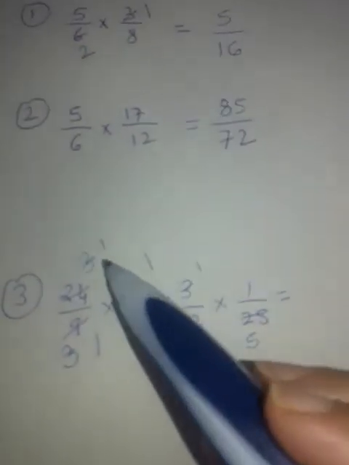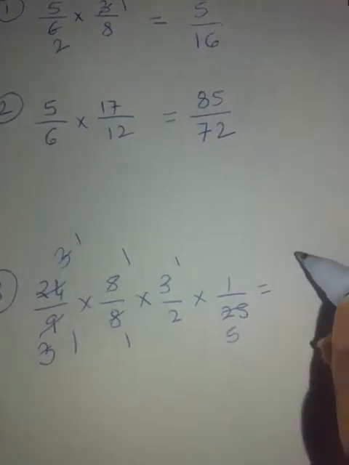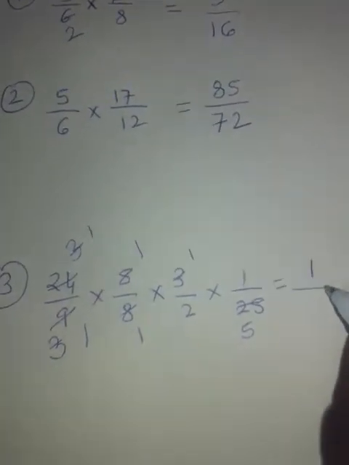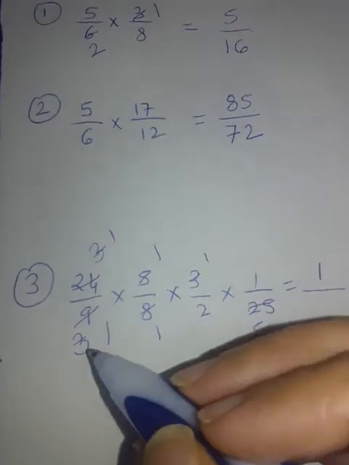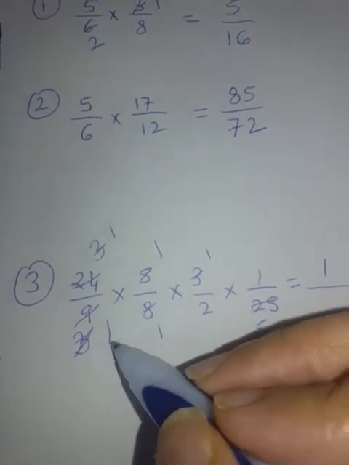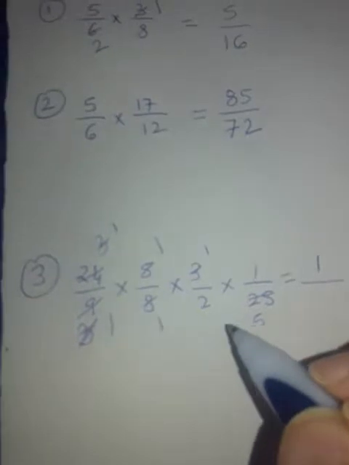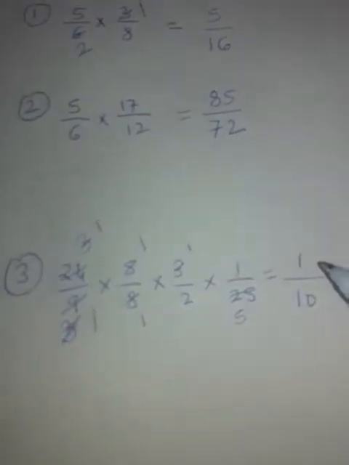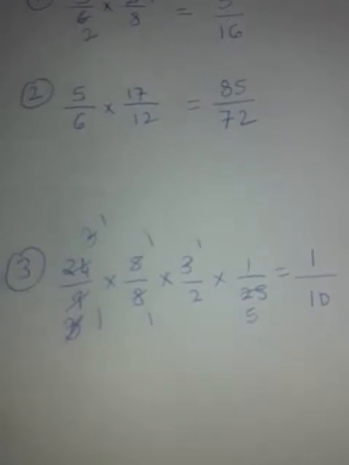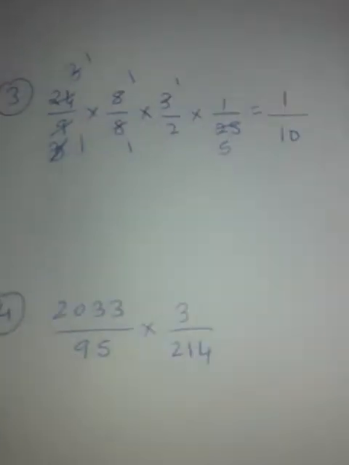So this is gone. So in the numerator, 1 into 1 into 1 into 1, that is 1, the product of all numerators. And in the denominator, 3 is gone. This is 1. 1 into 1 into 2 into 5, that is 10. So your answer is 1 upon 10. Let's solve one more.